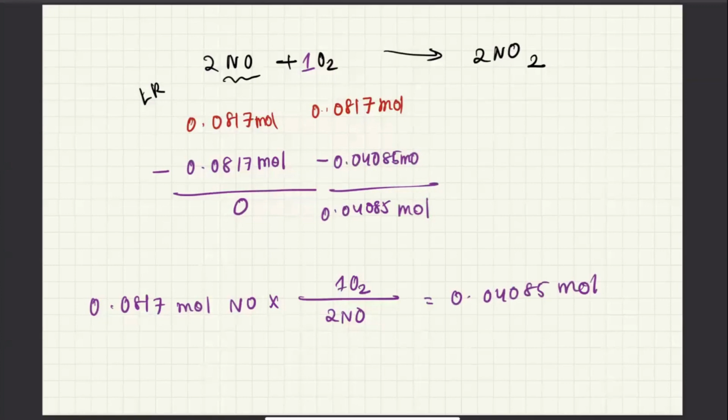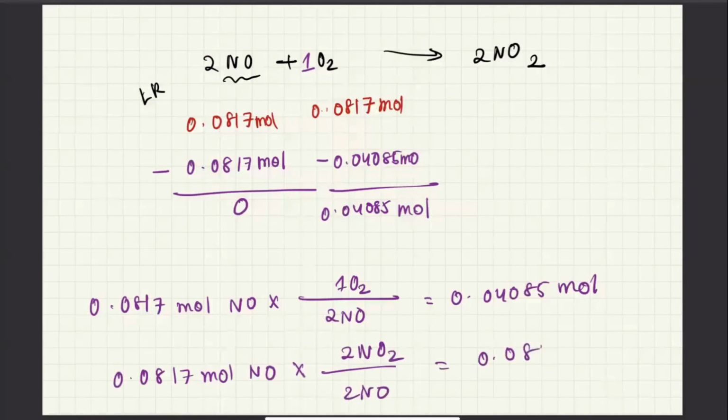0.04085 mole of O2. And what about the NO? Now for NO also, we need to do the ratio. So we started with 0.0817 mole of NO. Why NO? Because that's our limiting reagent. On the top, we're gonna write 2NO2. On the bottom, 2NO. This is gonna give us 0.0817 mole of NO.